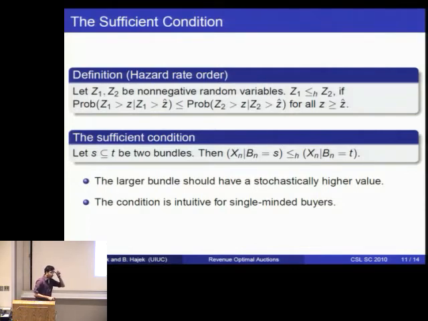Now consider two bundles where one is contained in another. So here bundle S is smaller than bundle T. Then Xn conditioned on the smaller bundle, where Xn is the value of buyer n for his bundle, should be less than Xn conditioned on the larger bundle. This is in the hazard rate order sense. So what it means is that a larger bundle should have a stochastically higher value. And this condition seems intuitive for single-minded buyers.